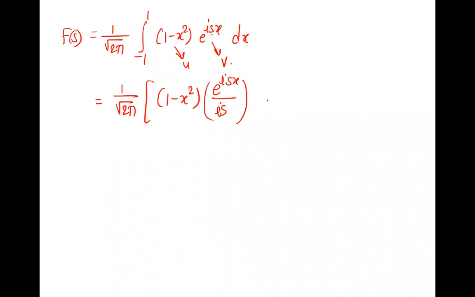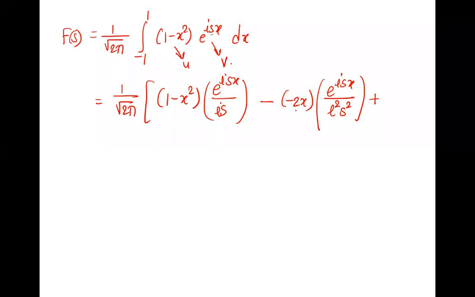Then what is the sign there? Minus. Good. Derivative of this: minus 2x. Correct. Integration of this: e raised to isx upon i square s square. Right, e raised to isx upon is, and one more is already there, so i into i, s into s, i square s square. Plus, minus, plus. Derivative of this.